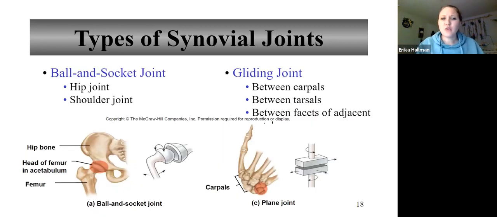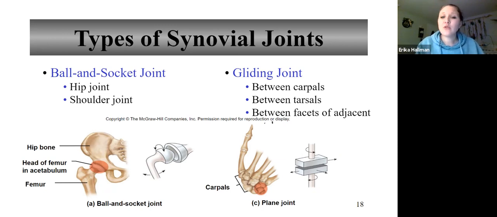Then we have the ball and socket joint. So this is what I typically think of when I think of a synovial joint. Great examples of this would be the hip joint, where the head of the femur fits into the pelvis, and the shoulder joint, where the head of the humerus fits into the rotator cuff and the scapula.